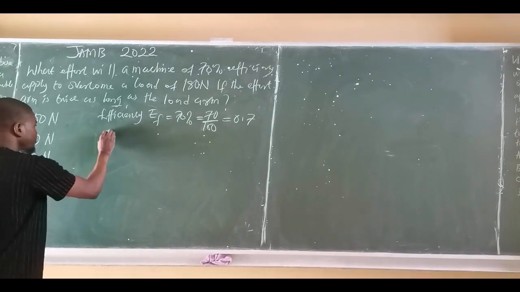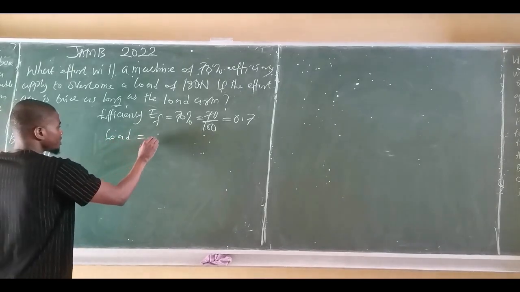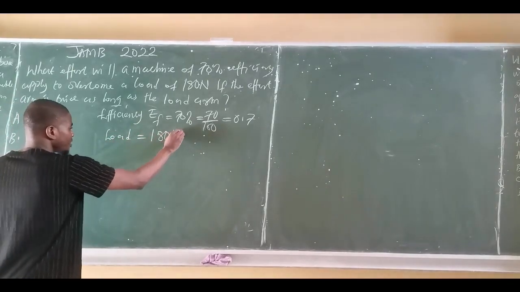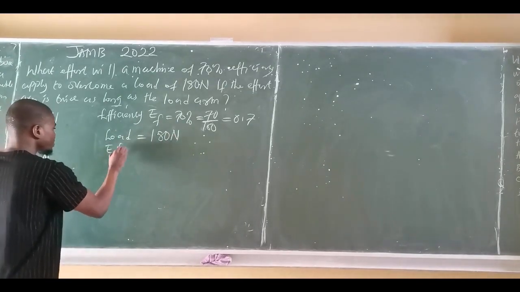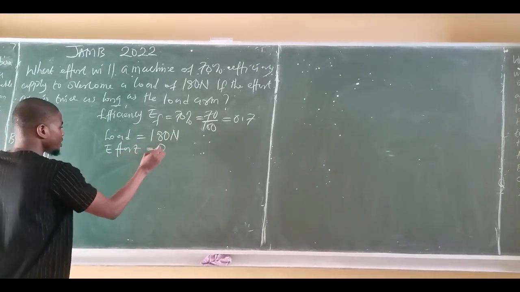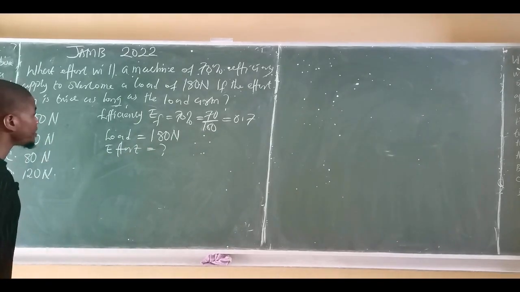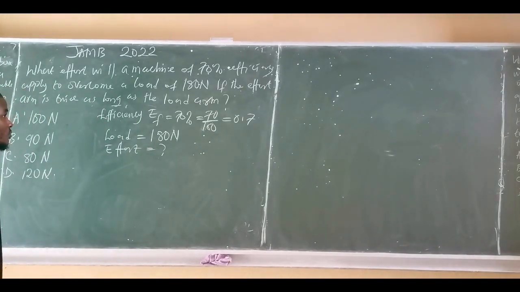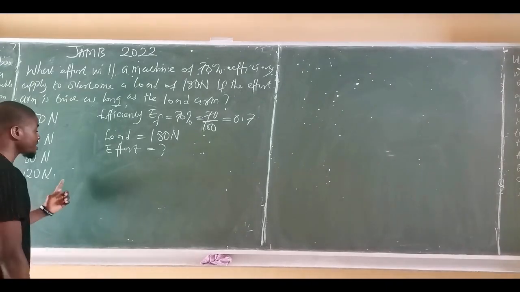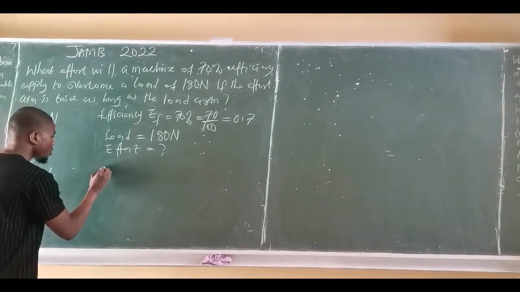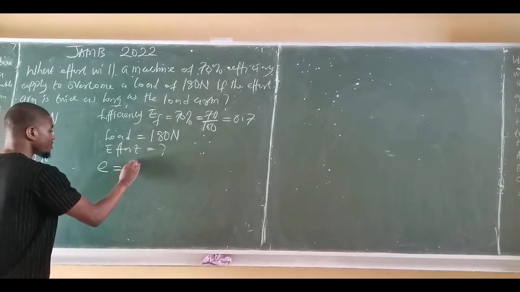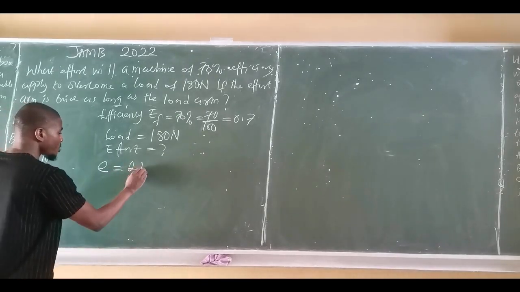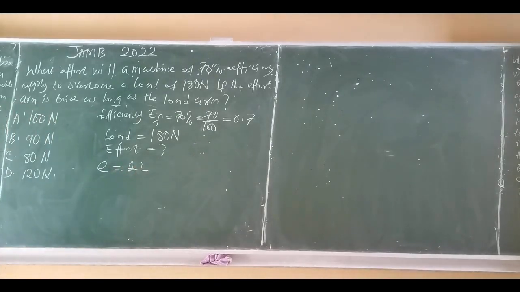So the load was given to us, load is given as 180 newtons. We are asked to find the effort, effort is actually unknown, if the effort arm is twice as long as the load arm. So you have to be very careful with this condition. It says if the effort arm is twice as long as the load arm, which means the distance traveled by the effort, which we call A, is equal to 2 times the distance traveled by the load, which we call L. This is what the condition is simply saying.